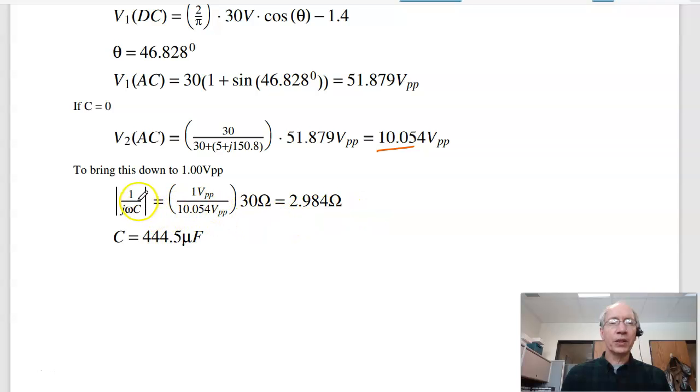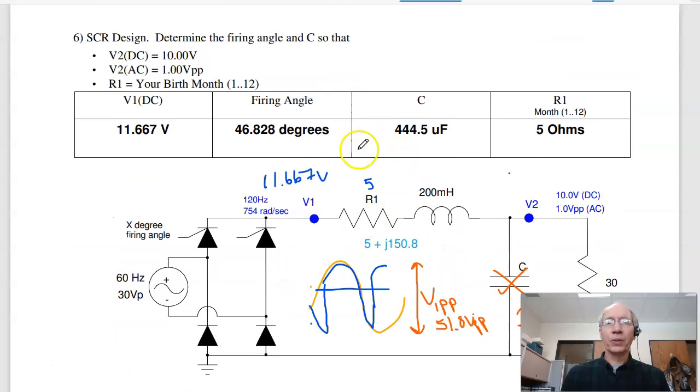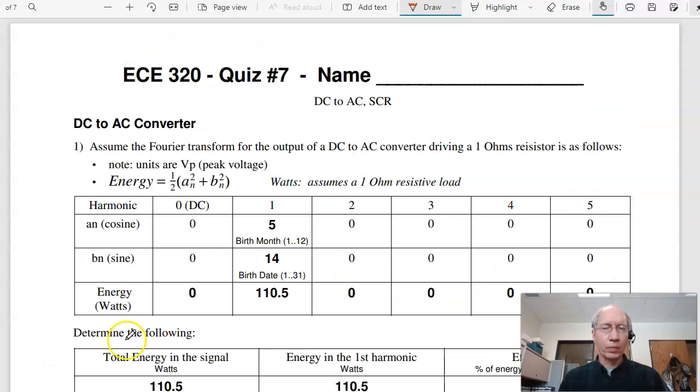So find C so that 1 over j omega C is 3 ohms, or 2.98 ohms. Omega is 754 radians per second. Solve for C. C is 444 microfarads. So that would be the design for your semiconductor relay to produce 10 volts out and 1 volt peak-to-peak ripple. That's quiz number 7 for ECE 320 for spring 2022.